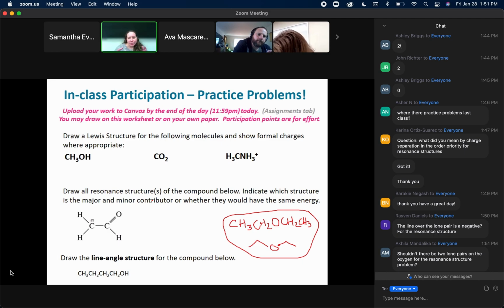For the actual in-class participation problems, for this resonance structure problem here, when you look at a compound, you need to start looking to see if it has all of the lone pairs that you expect.